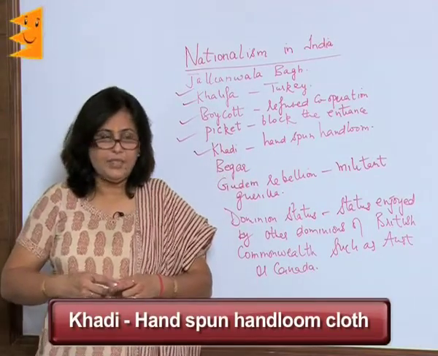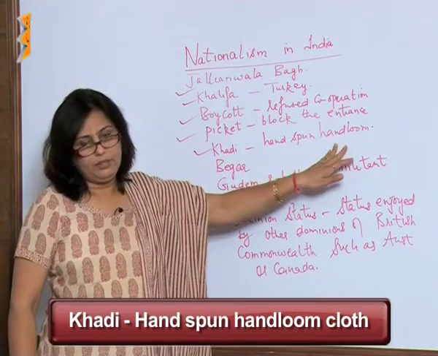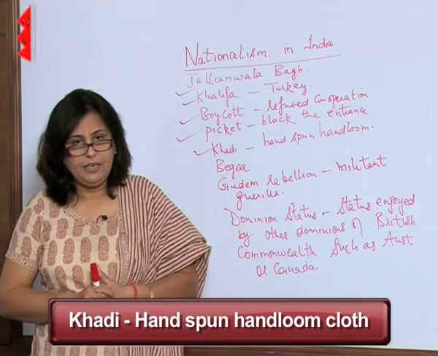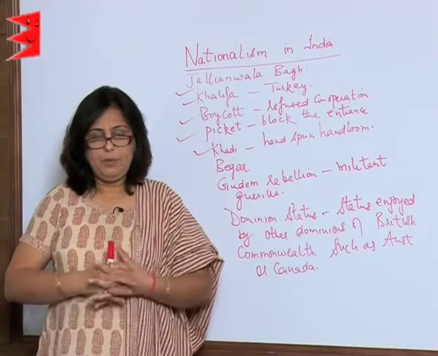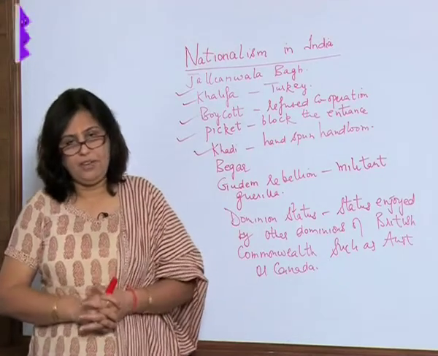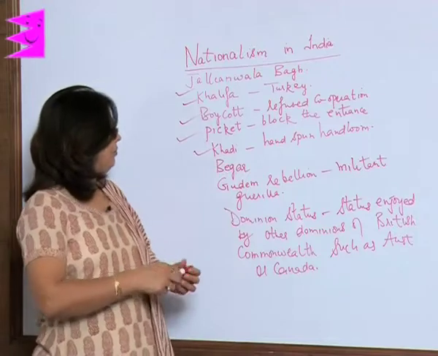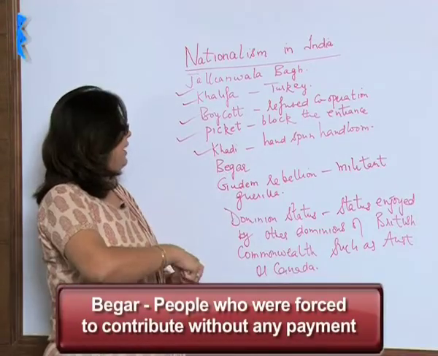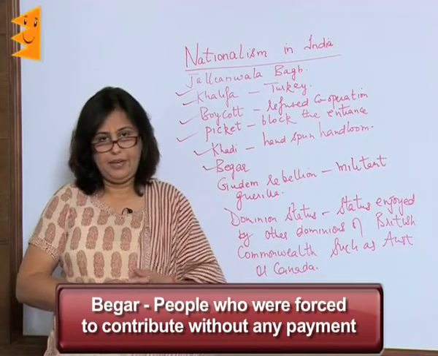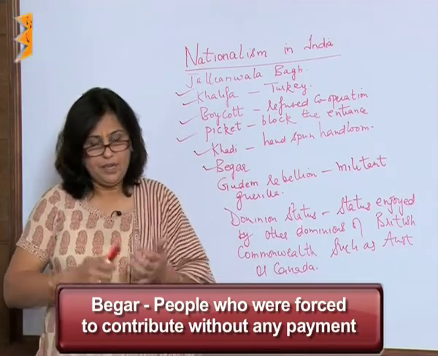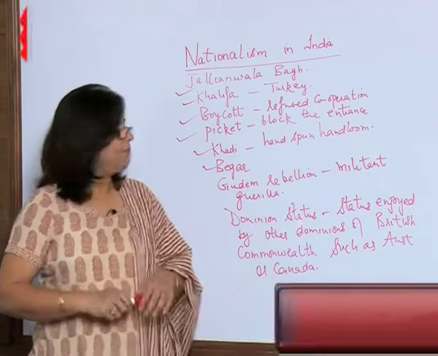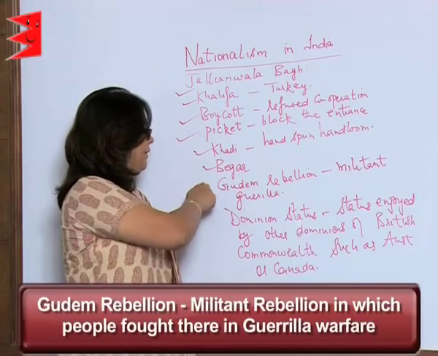Khadi is a handspun handloom cloth, and when we talk of Gandhi, khadi comes to our mind. He was the one who made the charkha and khadi a symbol of Indian nationalism. Begar. Begar is when people are forced to work either in plantations or at other places without being paid anything. Next is the Gudem rebellion.